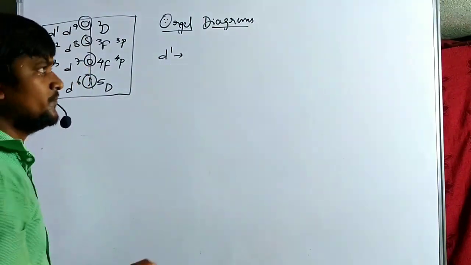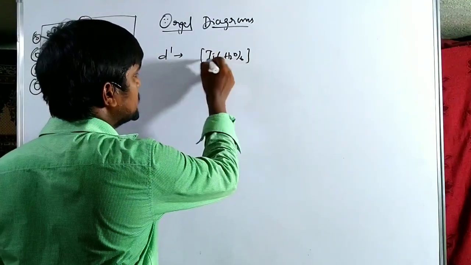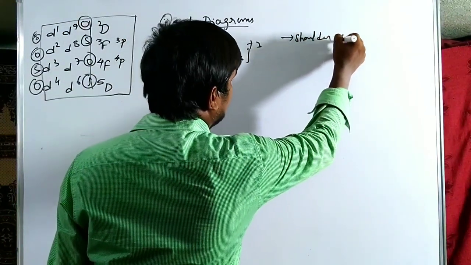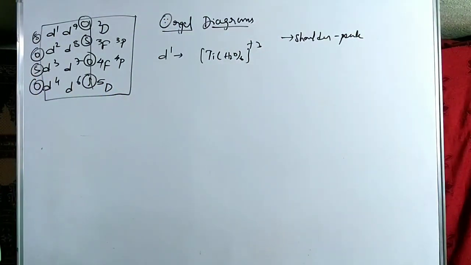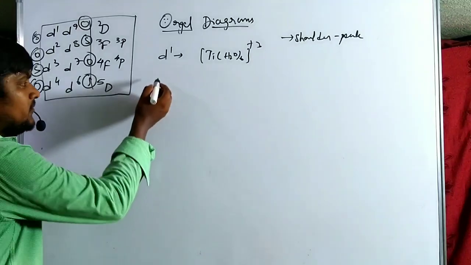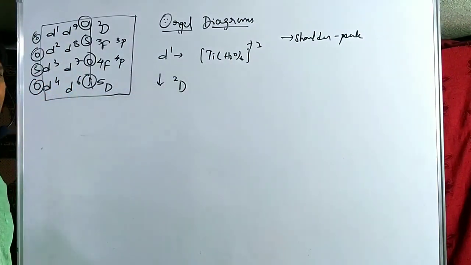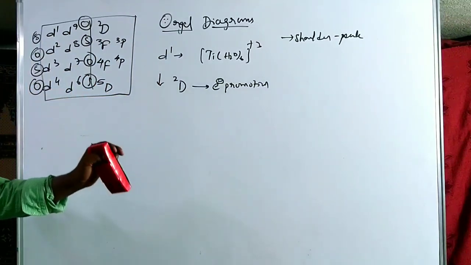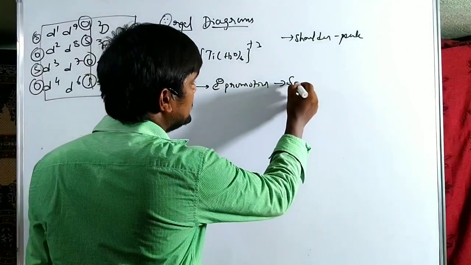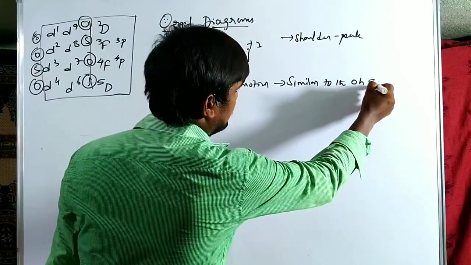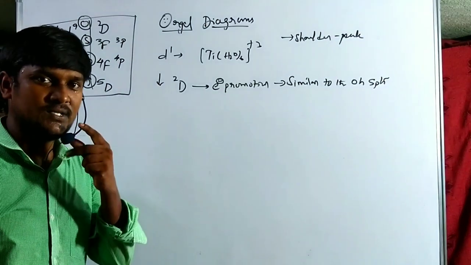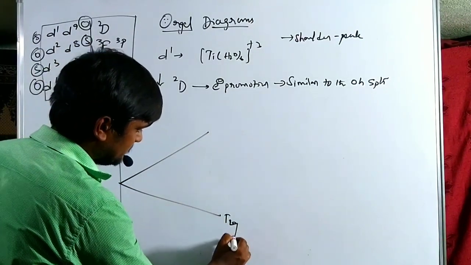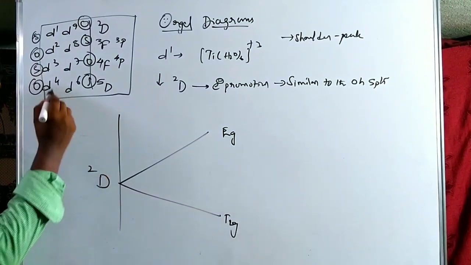Now we'll go with the D1 configuration. The best example for D1 is titanium hexaaqua, Ti(H2O)6 3+. Here we observe a shoulder peak. We discussed in a clear-cut manner how it is observed and the reasons for this shoulder peak. D1 regards the term D, and it follows the electron promotion we already discussed in our lecture. D1 is similar to the octahedral splitting. That means the T2g level is the ground state, and the eg level is at the higher energy. The splitting is like this: T2g, eg. The term symbol is 2D.